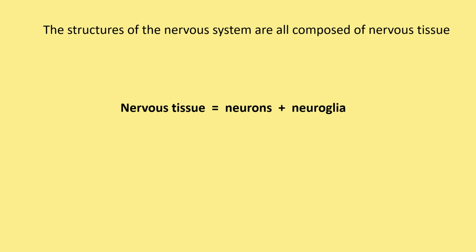The structures that belong to the nervous system are all composed of what's known as nervous tissue. And that's one of the 4 basic categories of tissue in the body. Maybe you've heard this in another class. There is epithelial tissue, muscle tissue, connective tissue, and nervous tissue. We're going to focus on nervous tissue for a little while. So nervous tissue consists of 2 fundamental cell types, neurons and neuroglia.